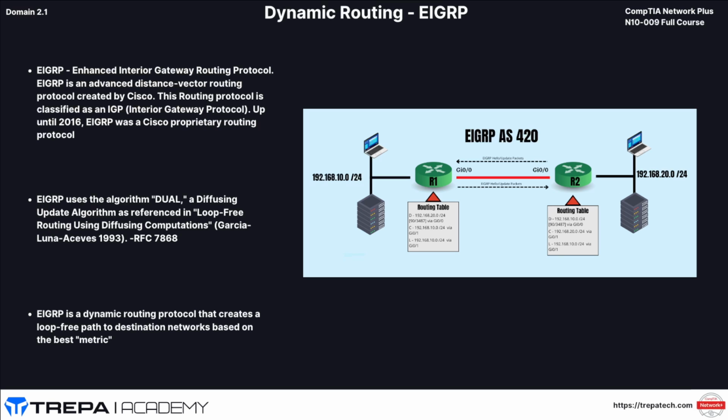Okay, so let's hit these dynamic routing protocols. So EIGRP, it's called the Enhanced Interior Gateway Routing Protocol. It's Cisco proprietary. It uses an algorithm called DUAL, the Diffusing Update Algorithm. And EIGRP creates a loop-free path to the destination networks based on the best metric.